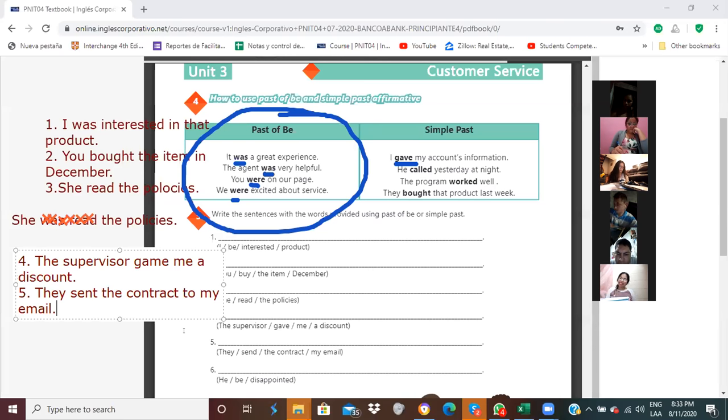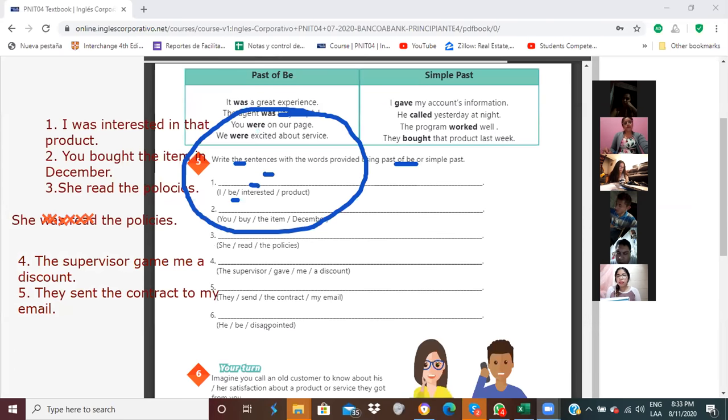Number 6. Let me have another person for number 6. Another volunteer. Arturo, number 6. He was disappointed. Very good. He was disappointed. Perfect. Very good. Okay. I would like for everybody, please repeat after me.